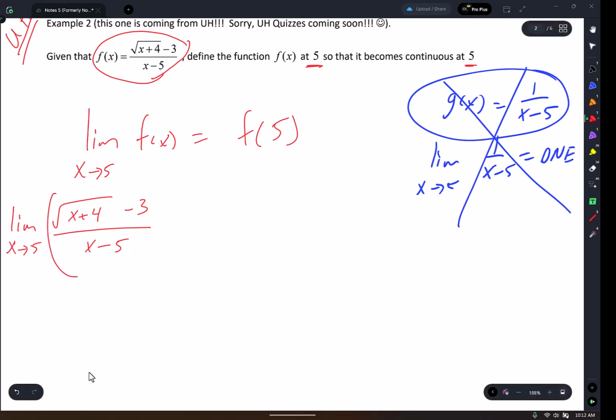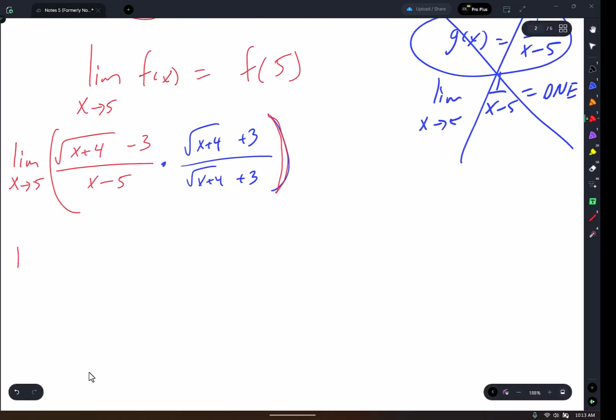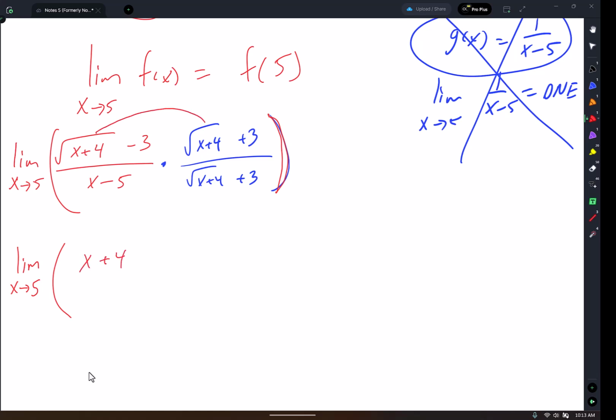The numerator. So I'm going to multiply this limit by the square root of x plus 4 plus 3 over the square root of x plus 4 plus 3. Why did I do that? Because this creates the difference of squares in the numerator, and it makes life easier. So check it out. Square root of x plus 4 times square root of x plus 4, x plus 4. Negative 3 times positive 3, minus 9. Don't distribute the bottom, leave it like this.